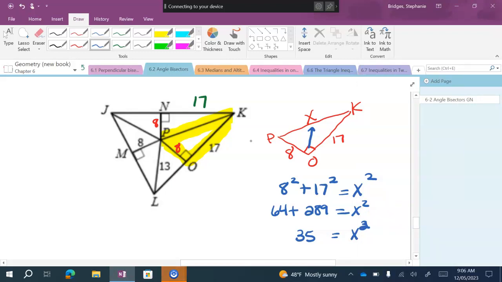Keep going up here. So we're going to have 353 equals x squared. Then what do I do to find x? I take the square root. So I need to go to my calculator and do the square root of 353. And we're going to round it again to the nearest decimal, one decimal place. 18.8. There you go. So we get 18.8 for PK.